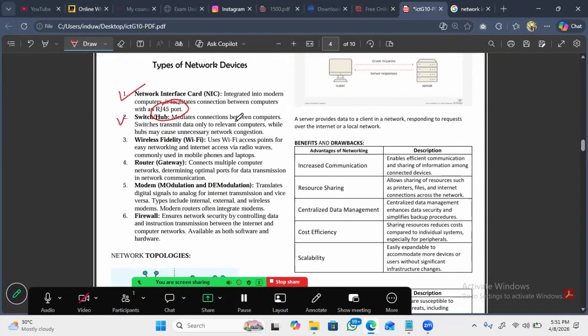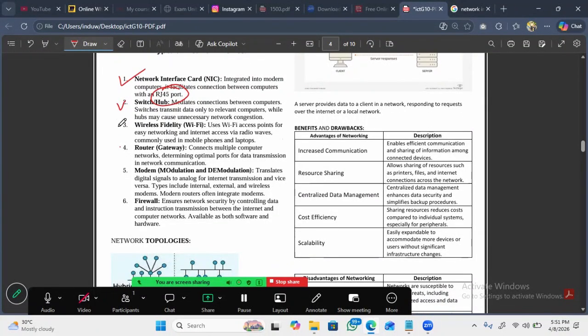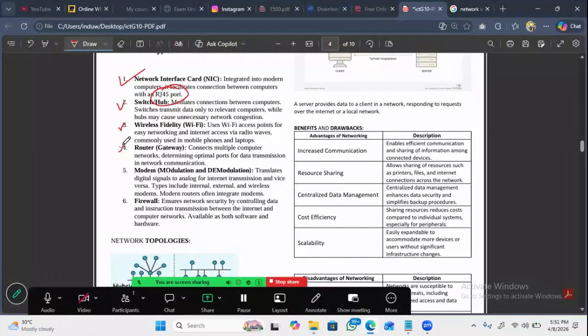Wireless fidelity, you know the Wi-Fi router and wireless access point. So all your mobile devices, laptops, televisions can connect to this Wi-Fi router. So that's wireless fidelity. Wireless fidelity is the technology and the router is the device used to connect that.